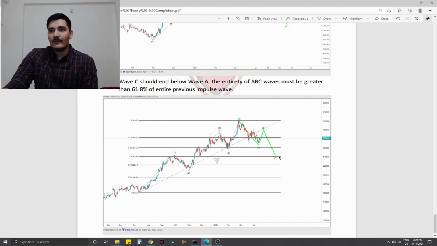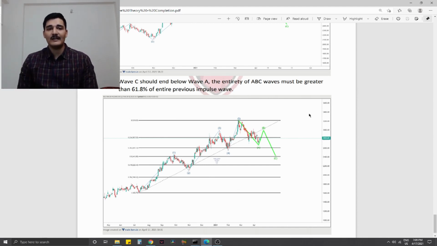After the C point has formed, we can assume that this would be a larger 1 2 3 4 5 pattern in the making on some larger time frame, like the monthly, weekly, or well, that's it, I guess, not above monthly, because we don't have those charts. However, that is how Elliott waves work. I hope that you guys have a brief idea on what exactly Elliott waves are.